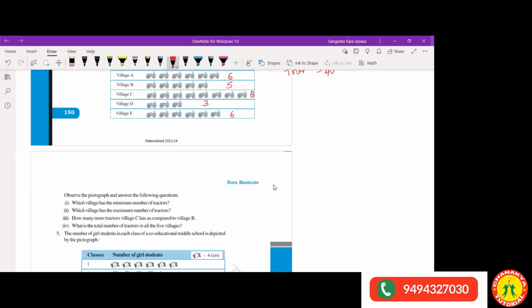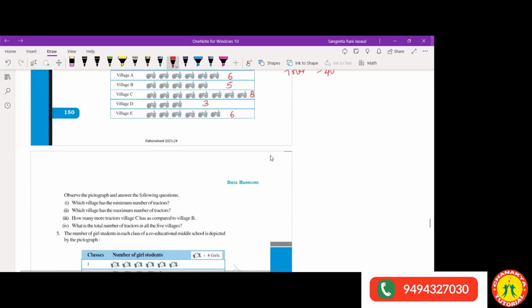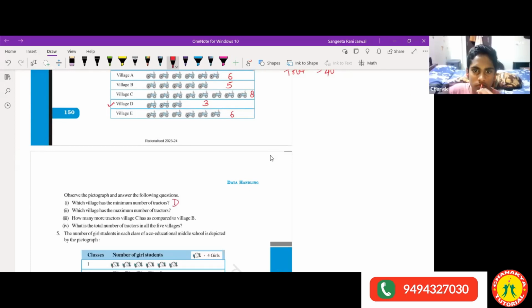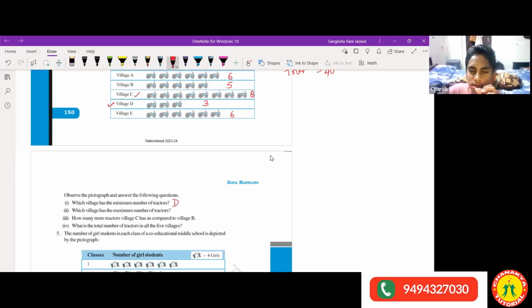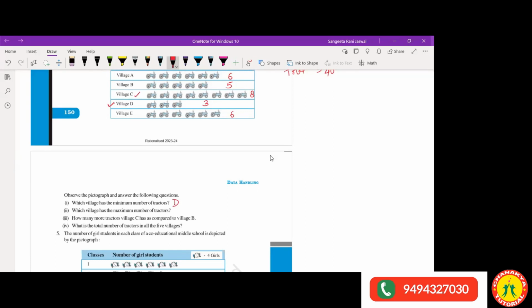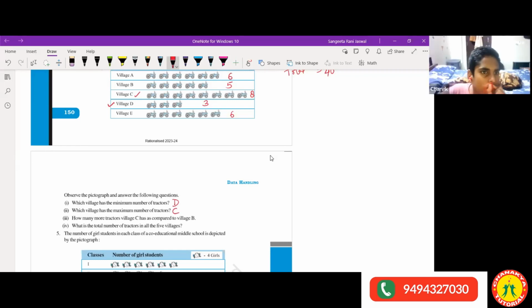Which village has a minimum number of tractors? Minimum means least. Village D, that's 3. Yes, village D. Which village has maximum number of tractors? Ma'am, C. Maximum means the more number, the highest number. That is village C.